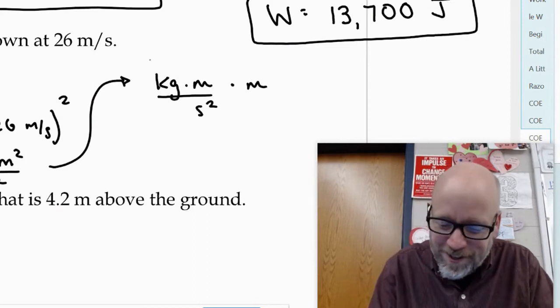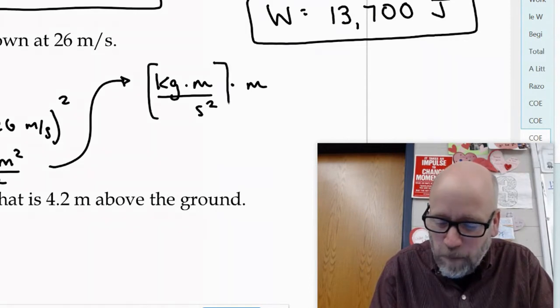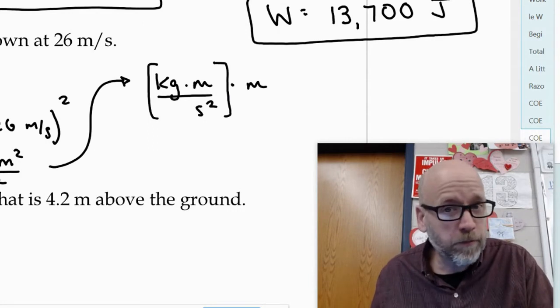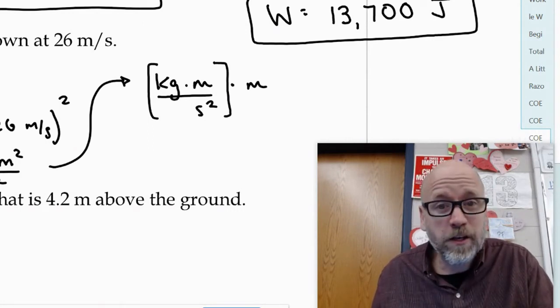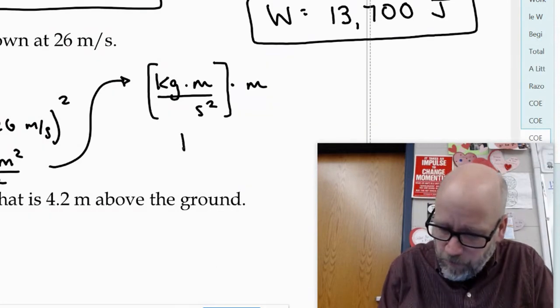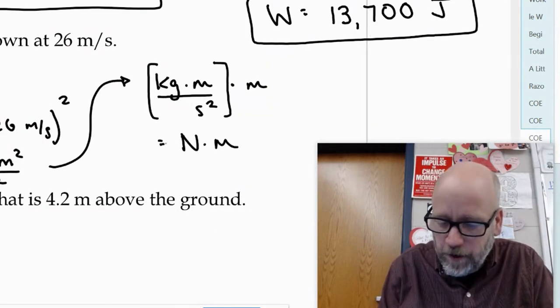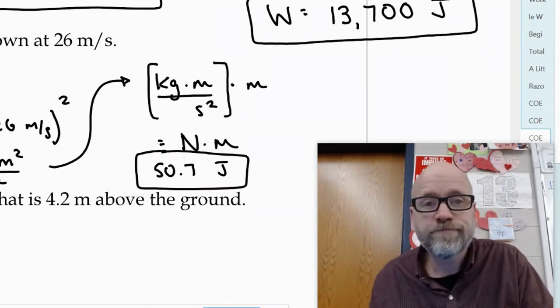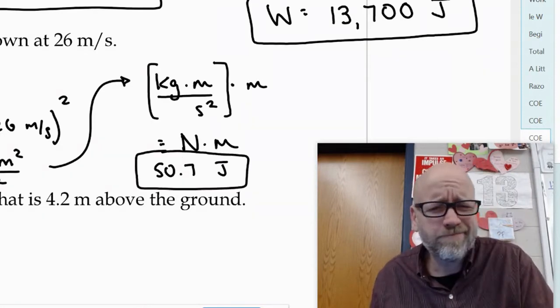Yeah, some of you just saw it. Nice work. What does that equal to? Well, kilograms is mass. Meters per second squared, that's a measurement of acceleration. So mass times acceleration is a Newton. So it becomes a Newton meter. And a Newton meter is equal to a joule. So 50.7 joules. That was the point of that question.